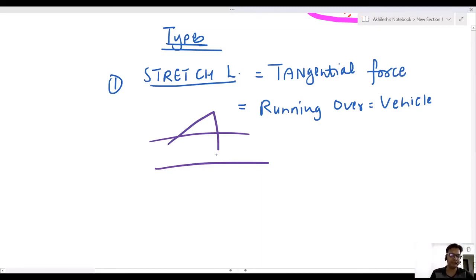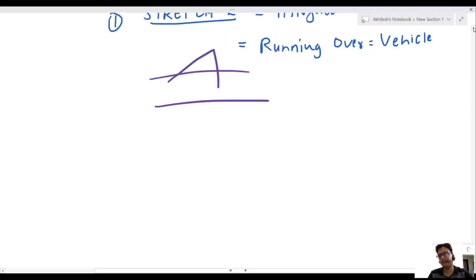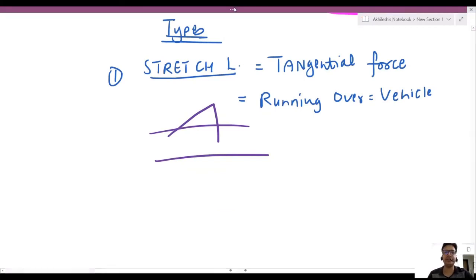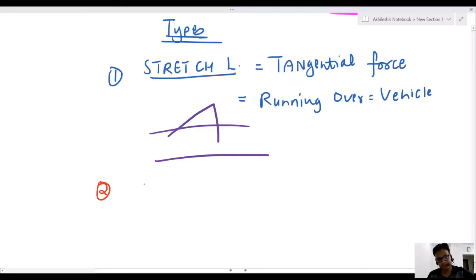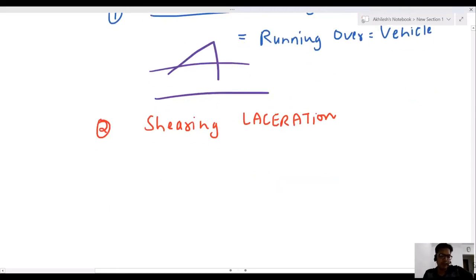Running over by motor vehicle. This is tangential force causing stretch laceration, overstretching of the skin. Second, very important, shearing laceration. Shearing laceration is also known as avulsion.